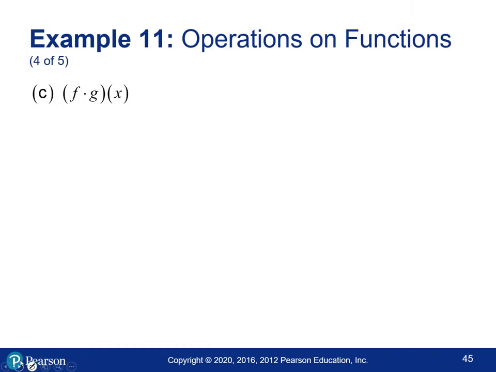All right, next one, f times g. So remember what the first step should look like. Just write it separate. f of x times g of x.